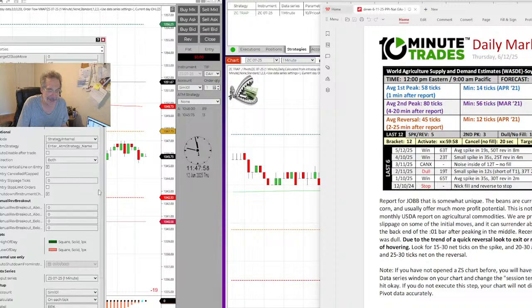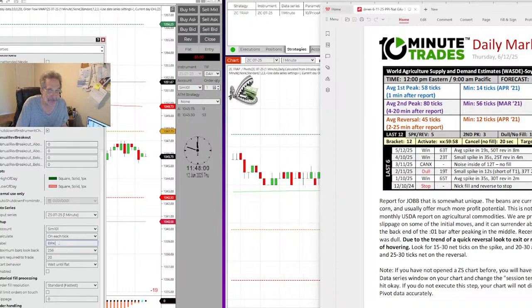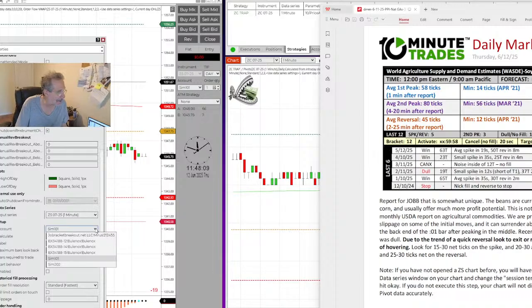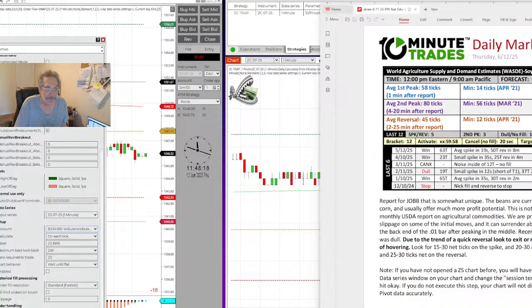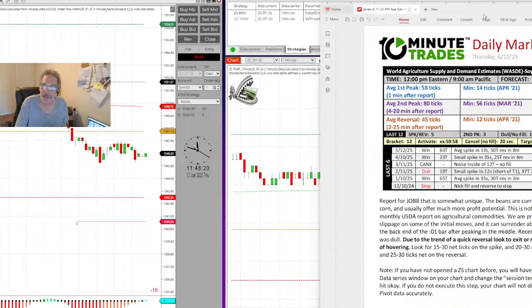All right, we're going to label it ZS breakout, and we're going to trade this on a good prop account. I'm going to trade it on my best prop account. I like this trade. Let me just check.